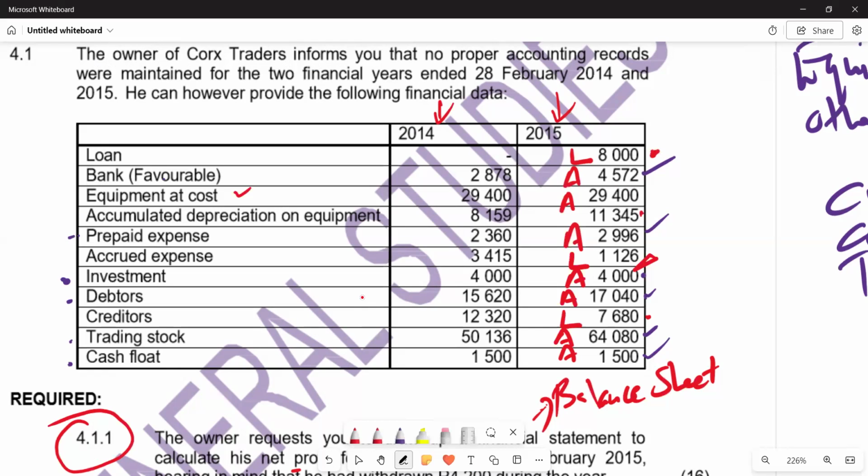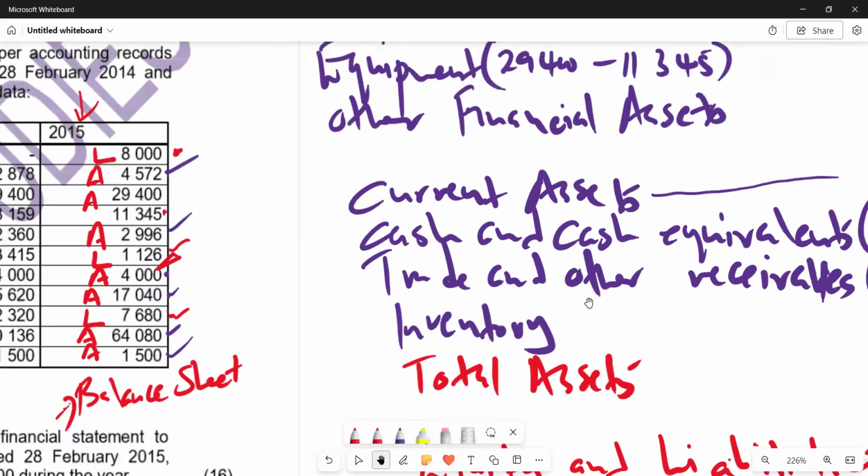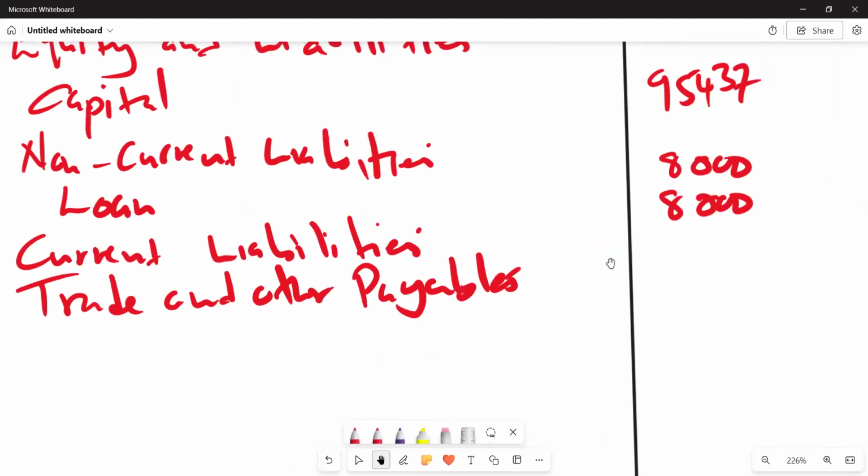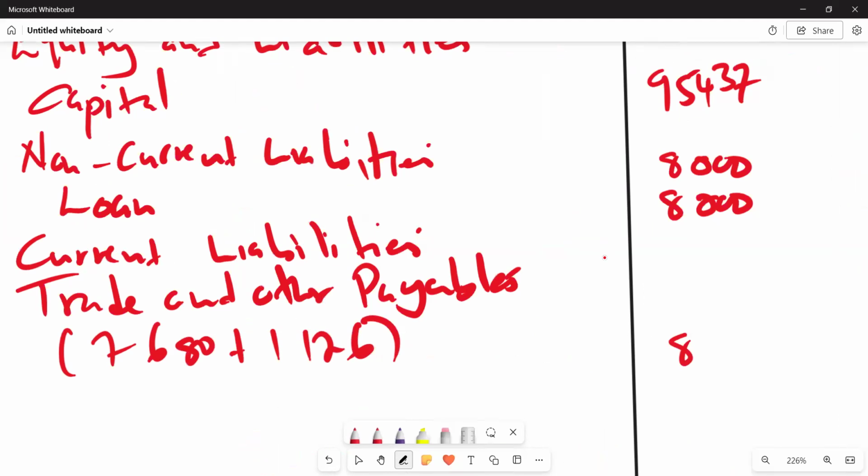So we check for those. If you go down, you see that we've got creditors with a figure of 7,680. And then we also have accrued expense here, 1,126. So those are the two that we have. So we add the two by saying 1,126 plus 7,680 here. Then we get the total for our trade and other payables. So here we are saying 7,680, and then we add 1,126. And then the total that we are supposed to get is 8,806. So this is what we have.